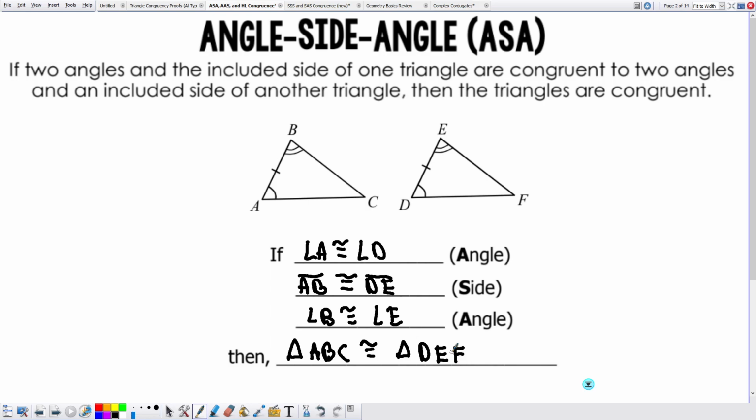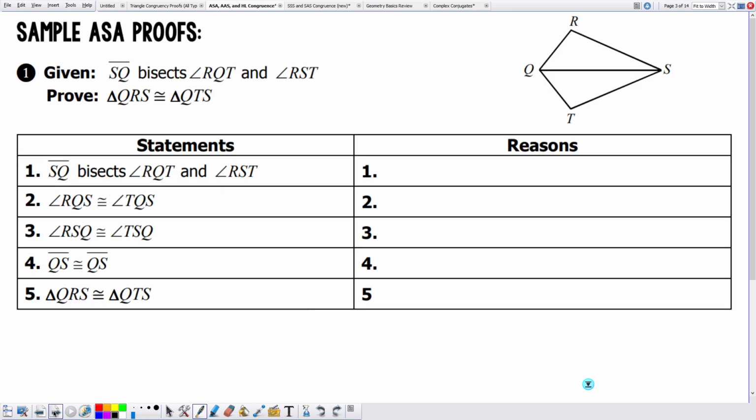Note, this is like side angle side except flipped. You have the two pairs of angles that are congruent, and the side between them has to be congruent as well. If it was the side on the outside, like BC and EF, that wouldn't matter. Not, at least not for now. So, let us continue with looking at a proof.